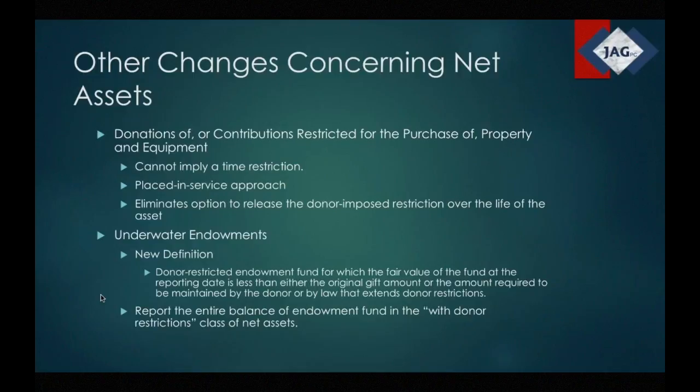This changed that and said that you cannot imply a time restriction on the donation. And the key thing is once the fixed asset is placed in service, it's the placed in service approach, it becomes unrestricted.